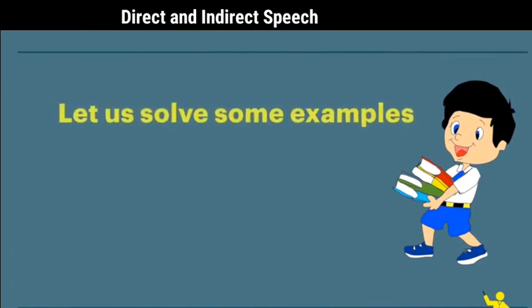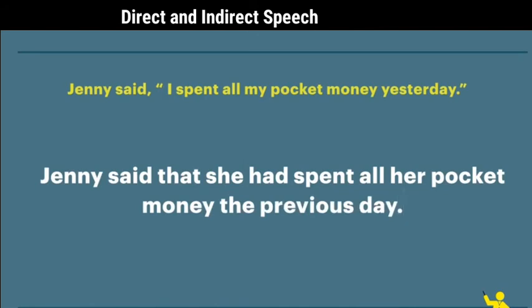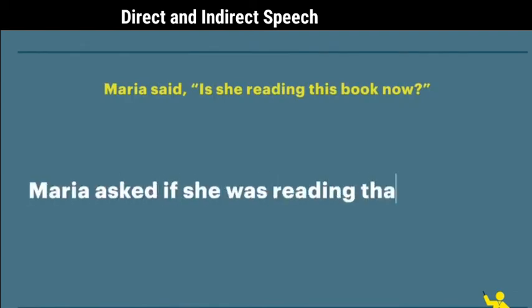Now let us solve some examples so that you will be aware of such questions and it will be easier for you all to solve. Like here, Johnny said, "I spent all my pocket money yesterday." So the answer should be, Johnny said that he had spent all his pocket money the previous day. So yesterday changes into previous day, you can check here. Next sentence, Maria said, "Is she reading this book now?" Yes or no type of question. Maria asked if she was reading that book then. Now changed into then.